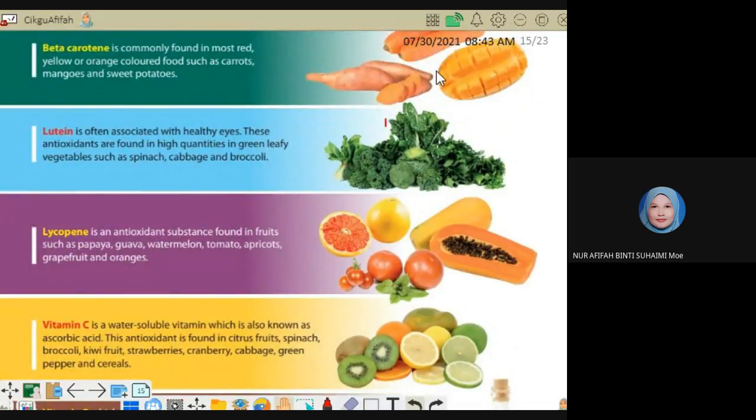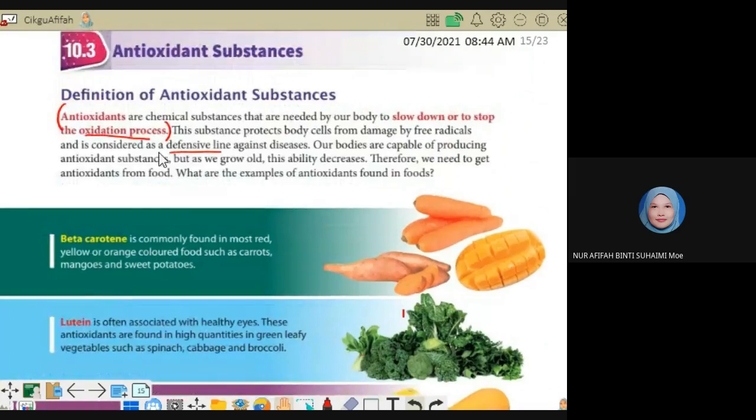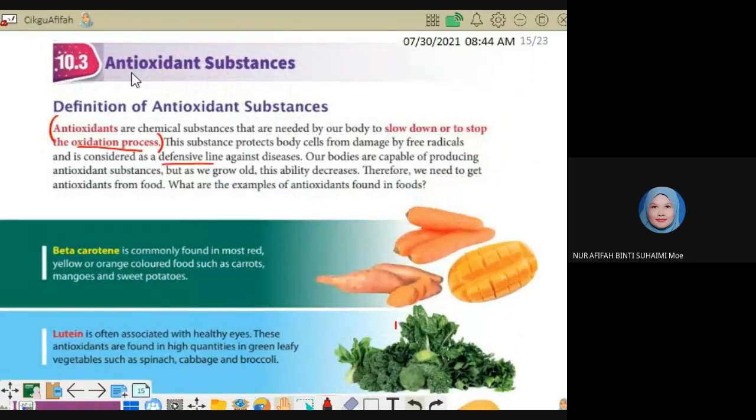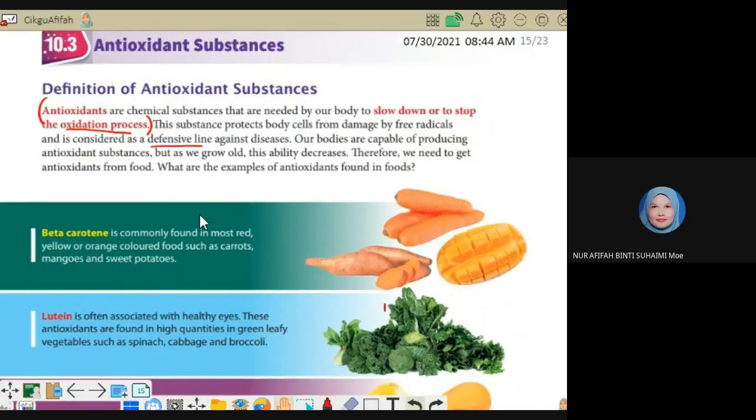So this one lah yang you kena ambil to increase our antioxidant in our body, to slow down or to stop the oxidation process from producing free radicals. So kena ambil antioxidant. Antioxidant prevents the oxidation process. Prevent lah. Okay. Antioxidant substance to stop the oxidation process from releasing free radicals.